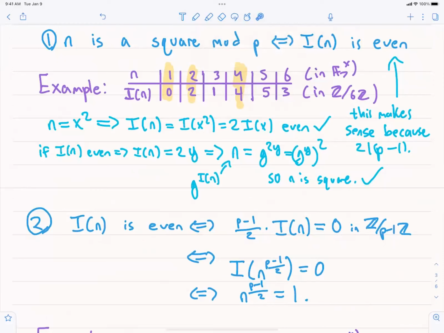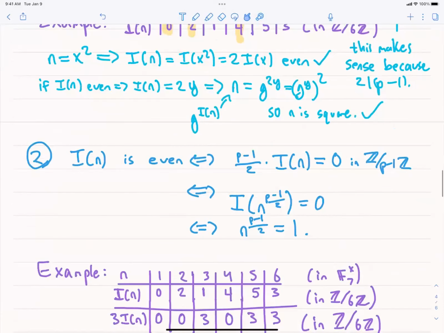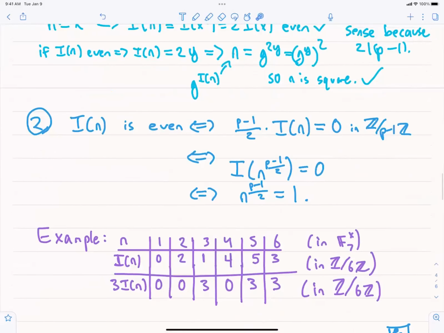Now I guess I should have justified why, if this holds, then I of n has to be even, but it's not so hard to see, so maybe I leave that as an exercise. Certainly we see that when we look at this example, the things you multiply by 3 to get 0 are exactly the even ones. I made a table here, so I should scroll down.